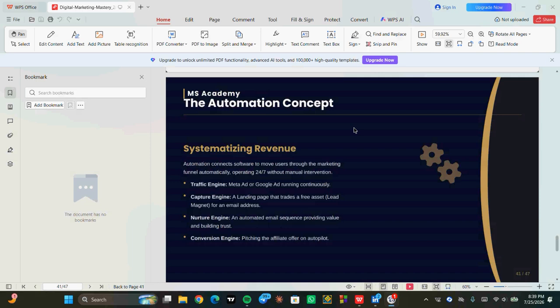Okay, so that is the automation concept. It is a step-by-step sequence: the traffic engine, the capture engine, the nurture engine, and the conversion engine.